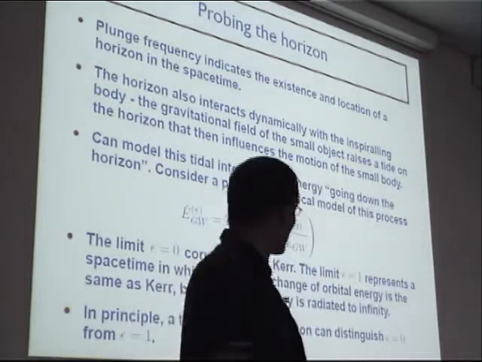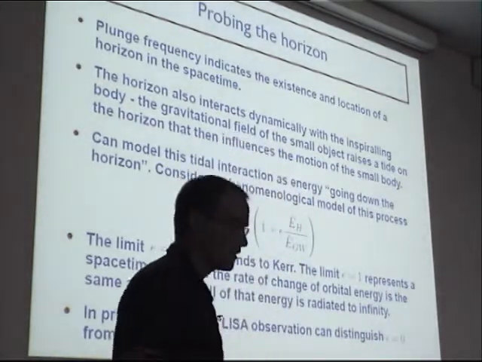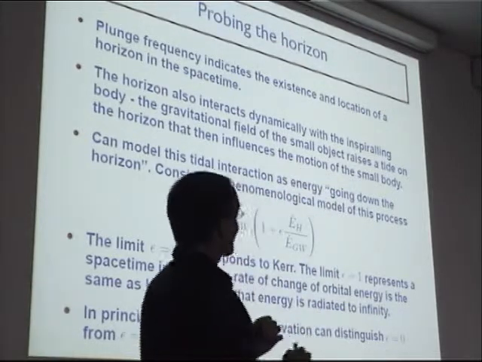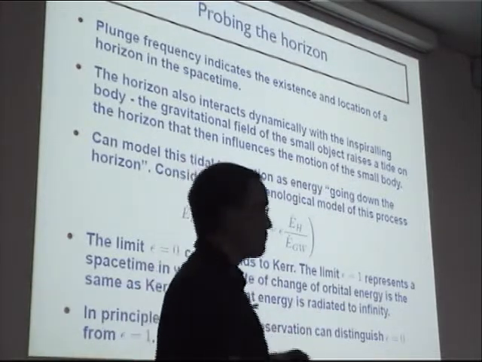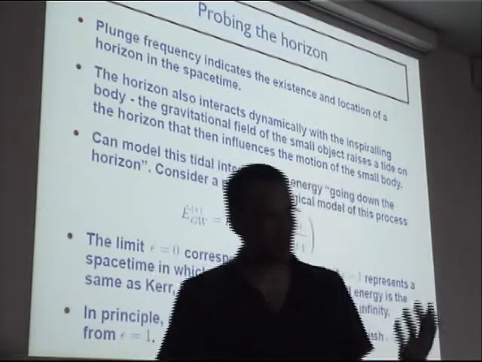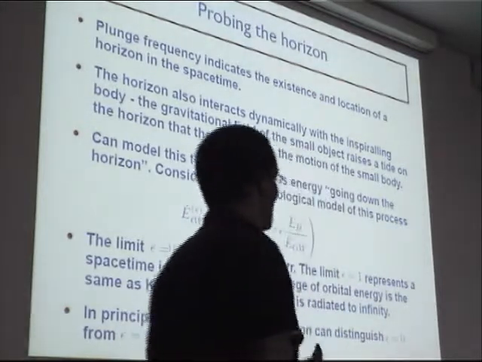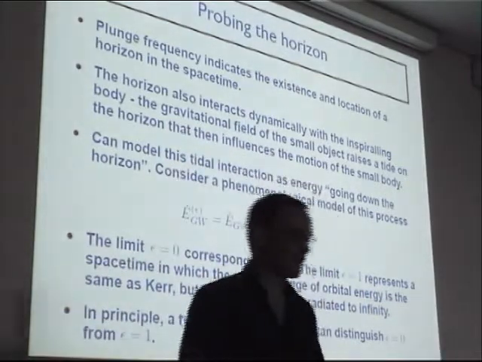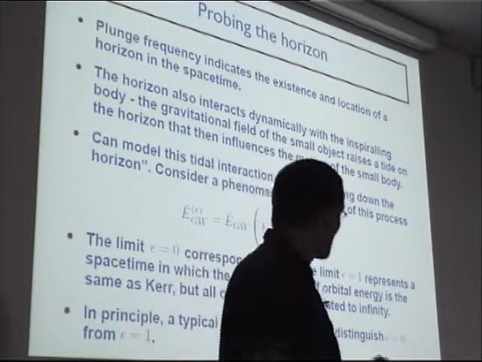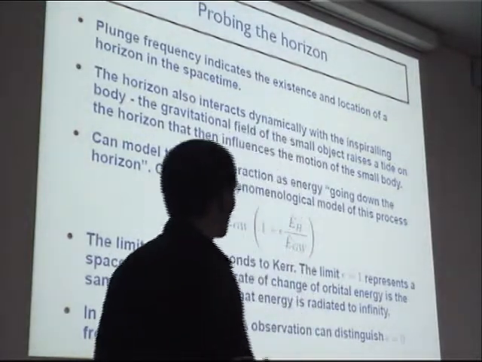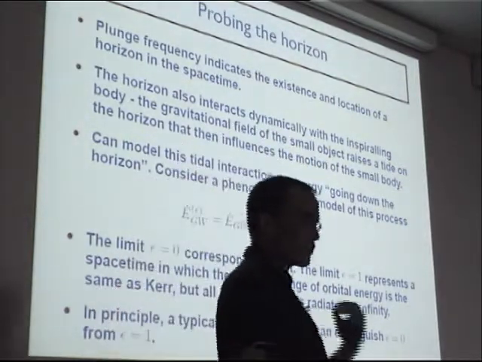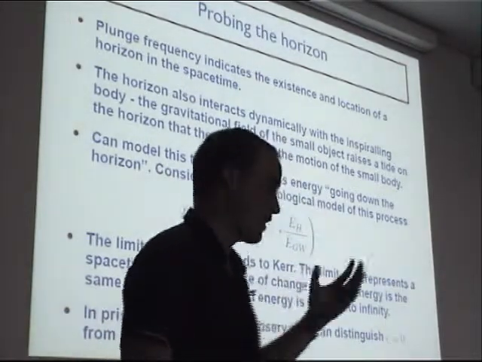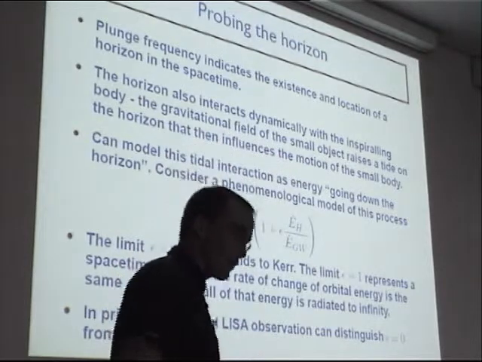The other thing that I mentioned was that you can probe the horizon. The plunge frequency indicates that the horizon exists and where it's located. If the inspiral plunges at a different frequency, then the horizon's in the wrong place. If it never plunges, then there is no horizon, very roughly speaking. But the horizon also interacts dynamically with the in-spiraling body. The gravitational field of a small object raises a tide on the horizon, and this has a back reaction on the orbit that influences its motion.